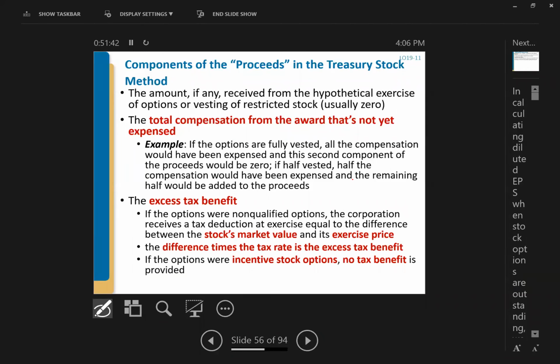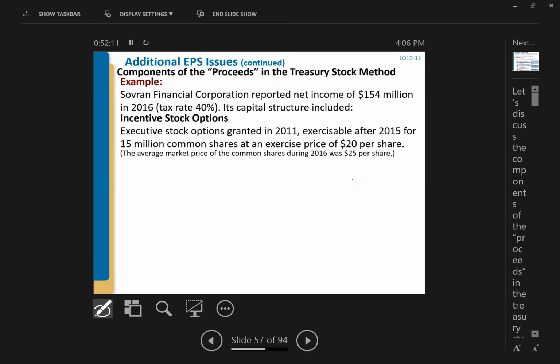The excess tax benefit. If the options were non-qualified options, the corporation receives a tax deduction at exercise equal to the difference between the stock market value and the exercise price, because of the reduction of net income from compensation expense. The difference times the tax rate is the excess tax benefit. If the options were incentive stock options, no tax benefit is provided. So, additional issues. Components of the proceeds of the treasury stock method.